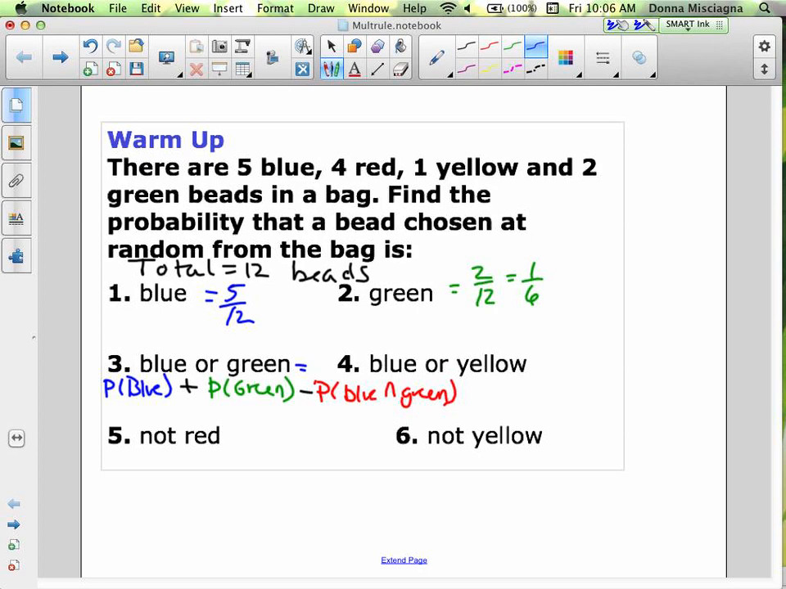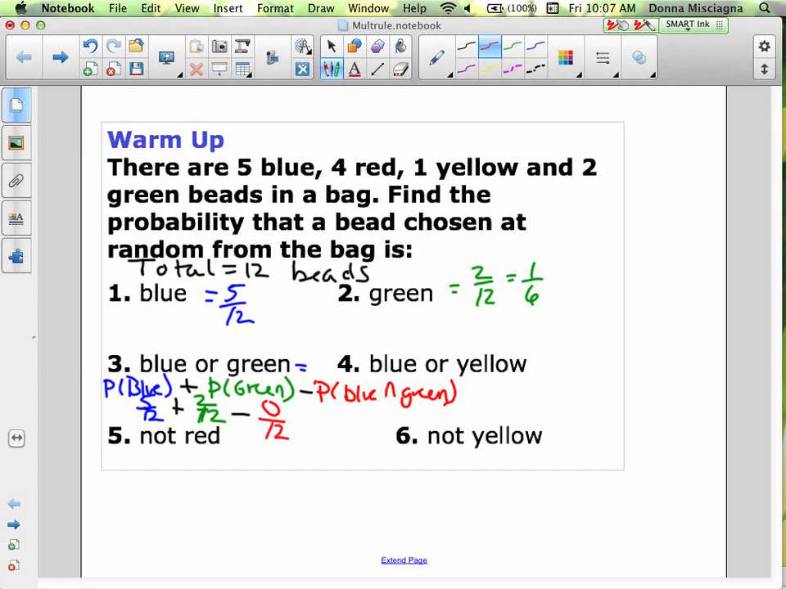All right, so what's the probability of the blue? 5 over 12. And then how about the probability of the green? That's 2 over 12. And then we want to subtract the probability of blue and green. So what's the probability of getting blue and green? How many blue and green beads are there? Blue and green at the same time? None. There are no blue-green beads in here.